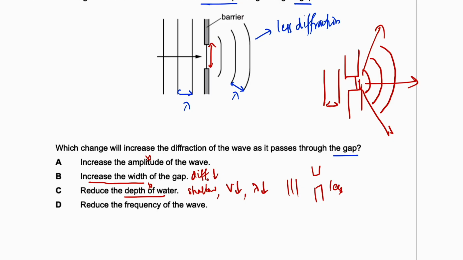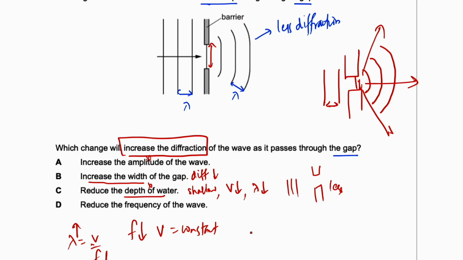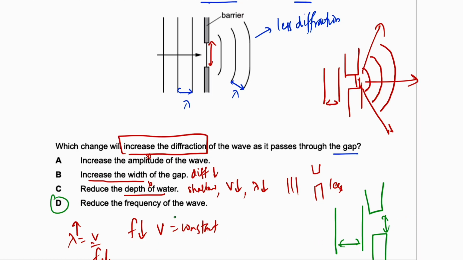Increasing the width also decreases diffraction. You want to increase the diffraction, that's the question. So if you reduce the frequency, with no change in the speed, V is constant. Lambda equals V over F. That means frequency decreases, wavelength increases. Now when the wavelength increases, you'll find that these waves are further apart. Earlier the waves were very close to each other, but now you have a bigger wavelength. So now this spacing and this spacing are comparable, so you have more diffraction there. So that would be the answer.